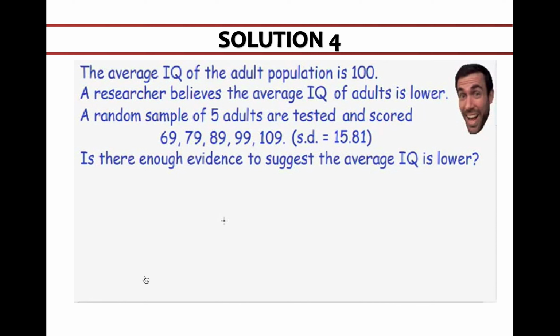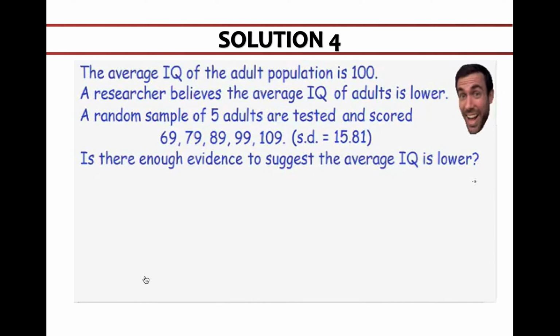Welcome to my second video on hypothesis testing. In this example, we're going to perform a one-tailed test with a t distribution. So let's get started. Here in this example, it says the average IQ of the adult population is 100. A researcher believes that the average IQ of adults is lower. A random sample of 5 adults are tested, and the scores are given below. Is there enough evidence to suggest that the average IQ is lower?